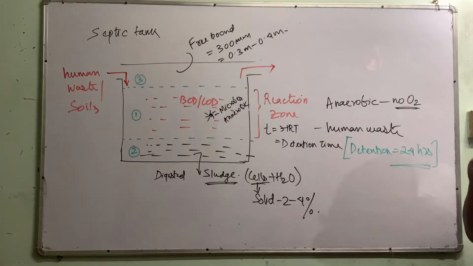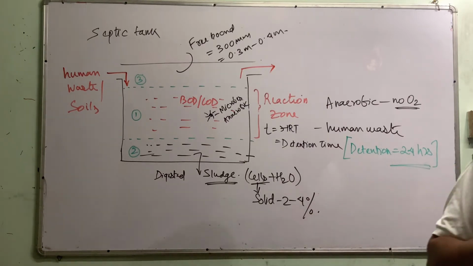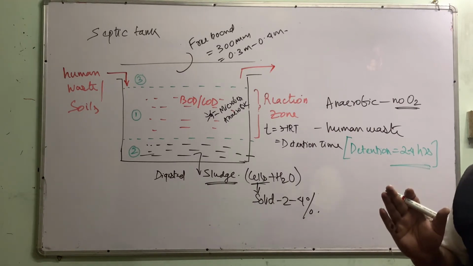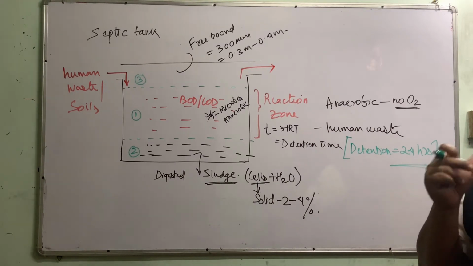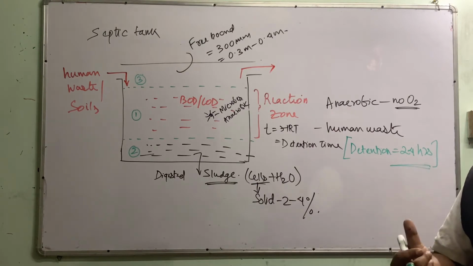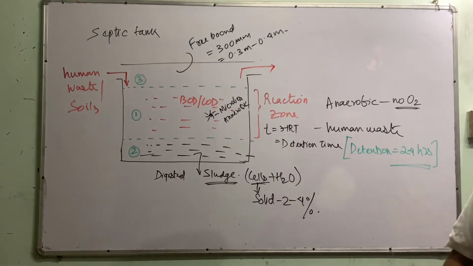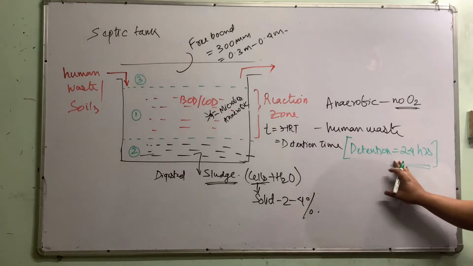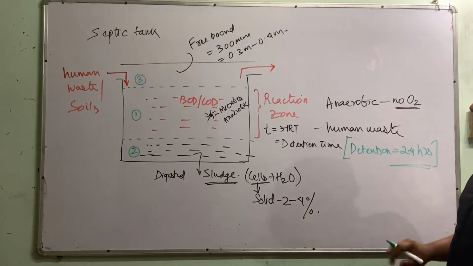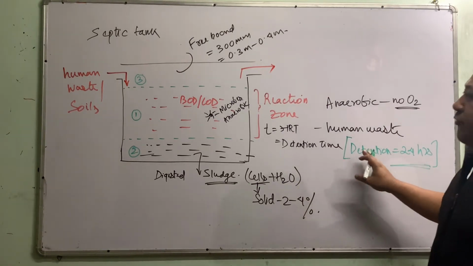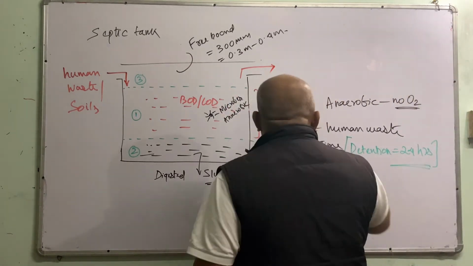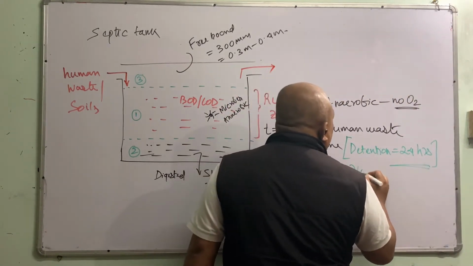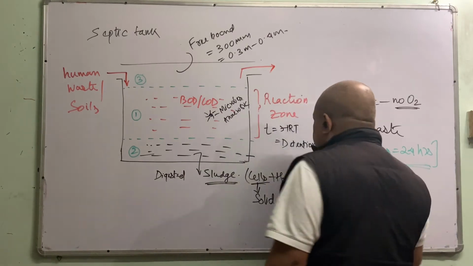And remember, I always say the operational parameters designed for any reactor, primary clarifier, secondary, whatever, are always number one the settling velocity, number two the hydraulic retention time. So over here, we are going to use the detention time. Based on the detention time of 24 hours, we are going to find the volume. So how much volume is it? We are going to calculate.